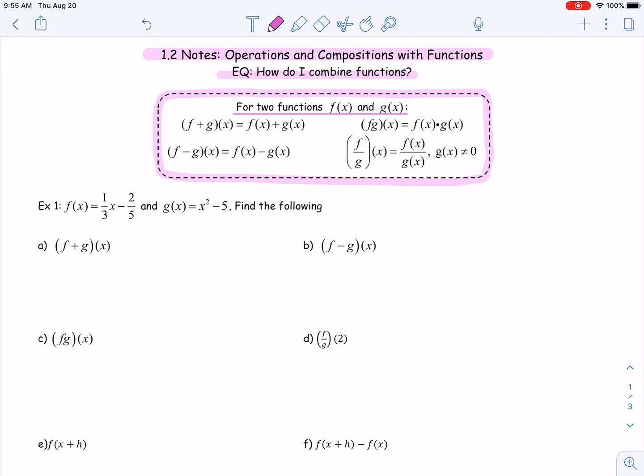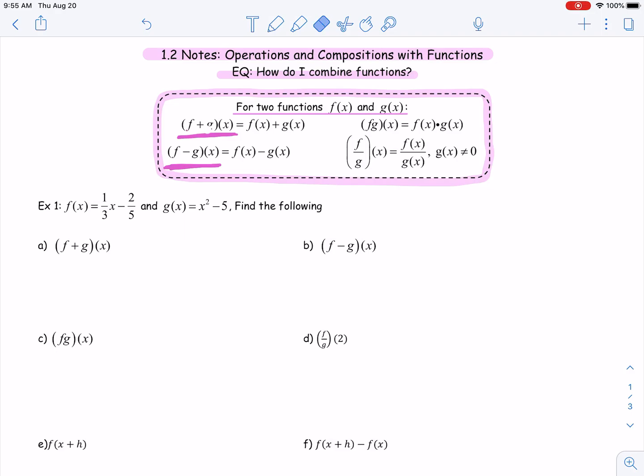If you notice, the notation that we use is that we'll say f plus g of x. That is the same thing as taking f of x and adding it to our g of x, combining like terms and leaving it as is. We also have f minus g of x, which is f of x minus g of x. Same thing for multiplication and division.